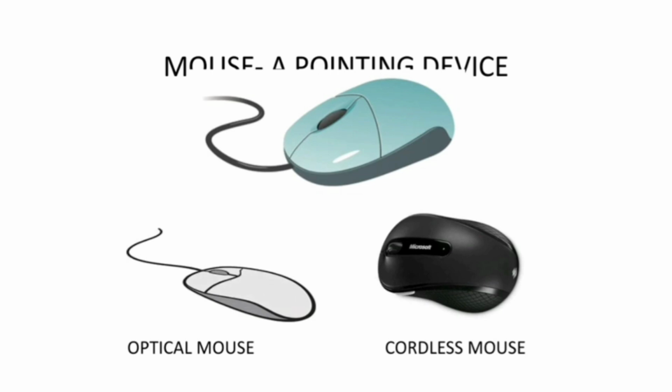An optical mouse is popular these days, which has a light beam underneath that reflects and senses the motion for the pointer by tracking the movement of the mouse. Nowadays, the cordless mouse is getting popular, which uses Bluetooth technology to send movement signals to the computer. So these are the two different types of mouse which we use nowadays.